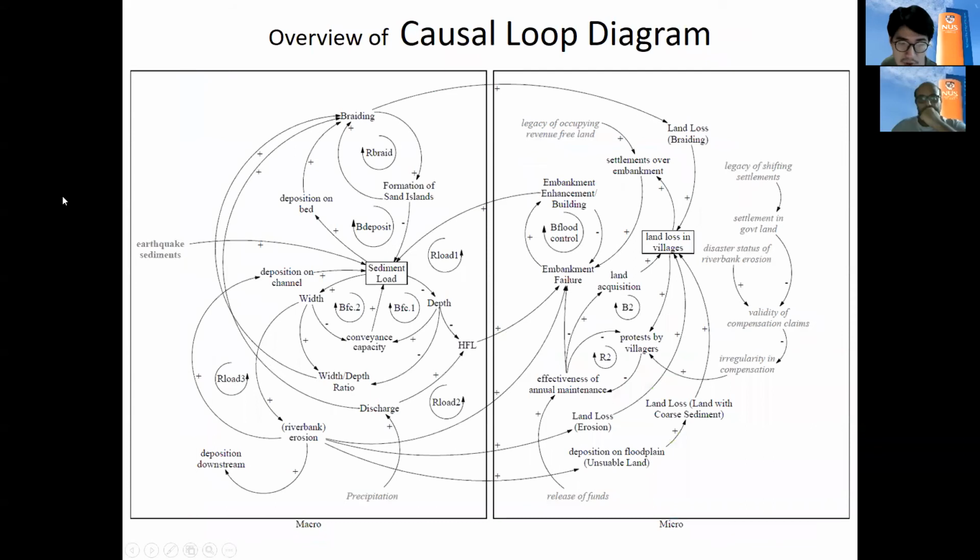As such, we have developed a causal loop diagram that qualitatively expresses the narrative of our problem context. The macro subsystem, which represents the geomorphology, is placed in the left box. The micro subsystem, which represents the socio-economic village dynamics, is on the right. And finally, the meso subsystem, which represents the flood control policy, is mainly the variables and loops that interact between the previously mentioned subsystems.